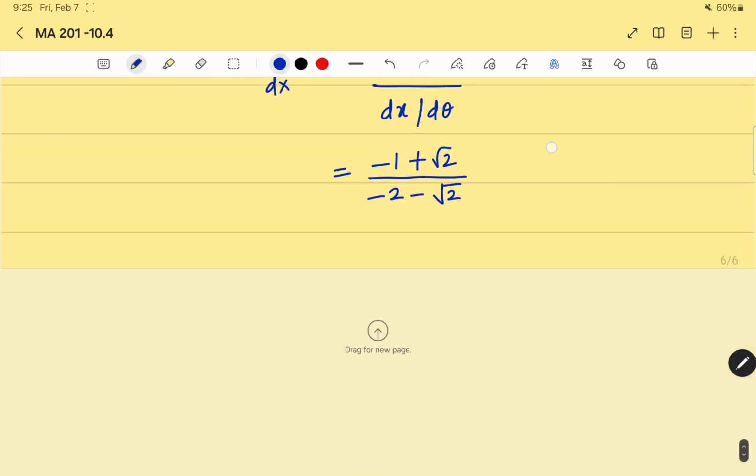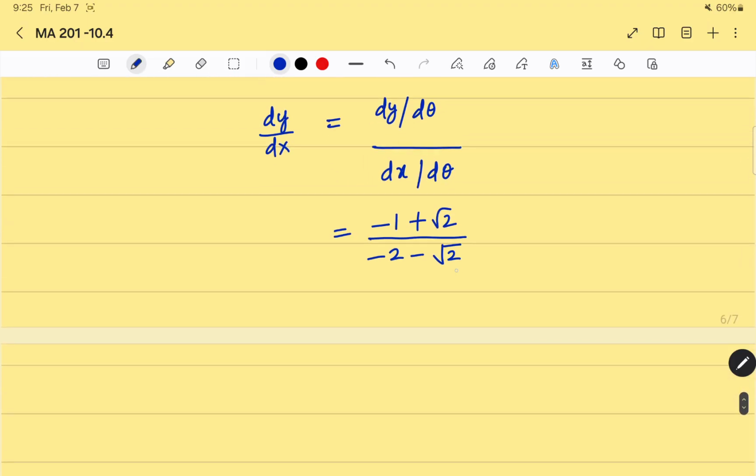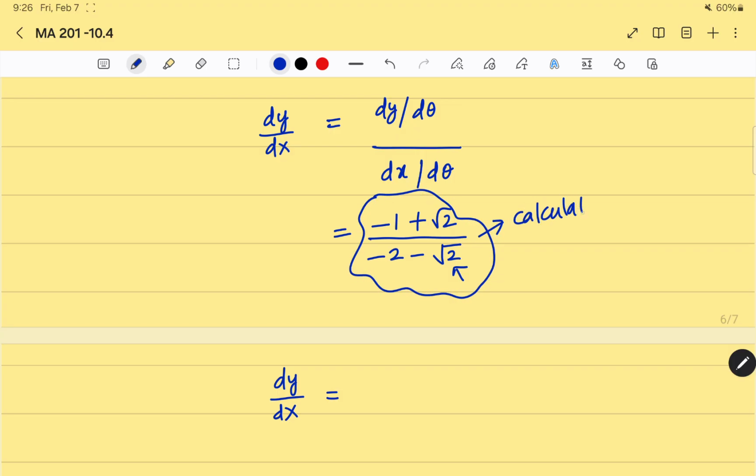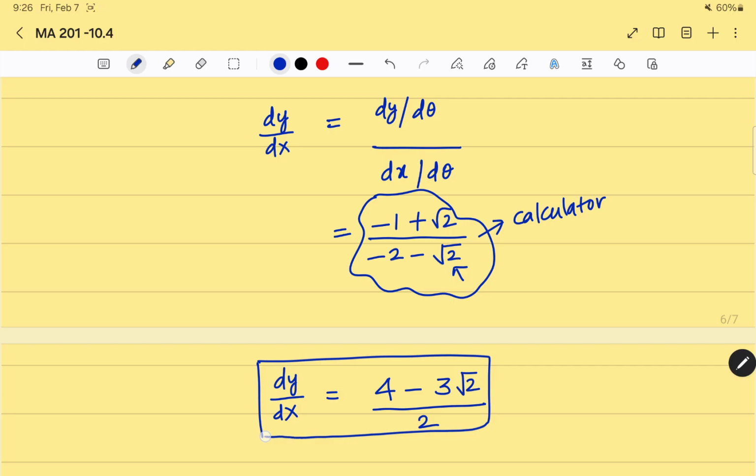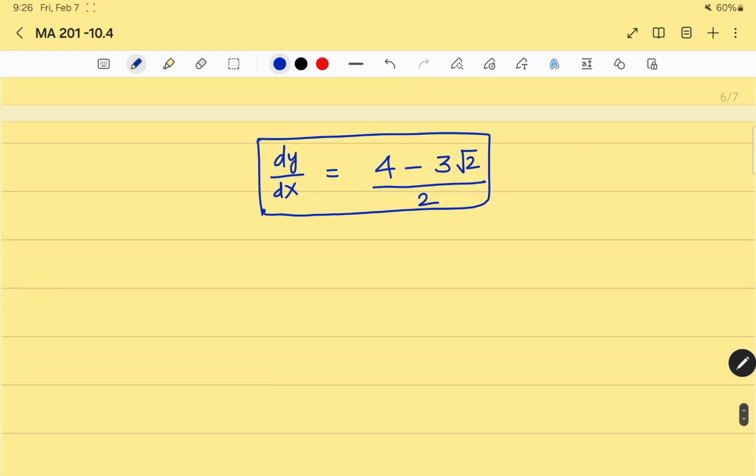So again put it in the calculator, because we have irrational numbers in the denominator. If you put all these values in the calculator, the final answer is 4 minus 3 root 2, divided by 2. This is going to be your slope of the tangent line. So this is your 10.4. So this finishes your 10.4.